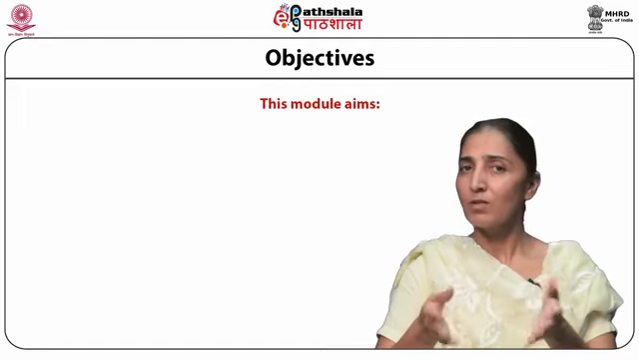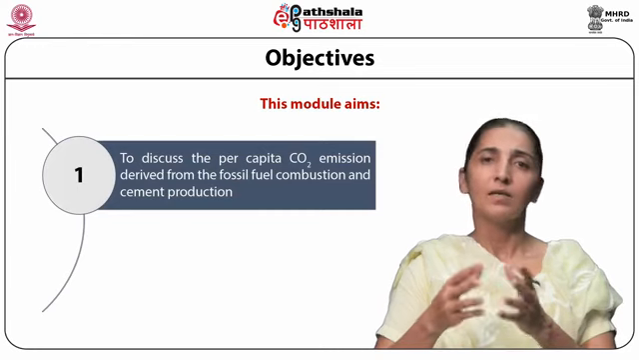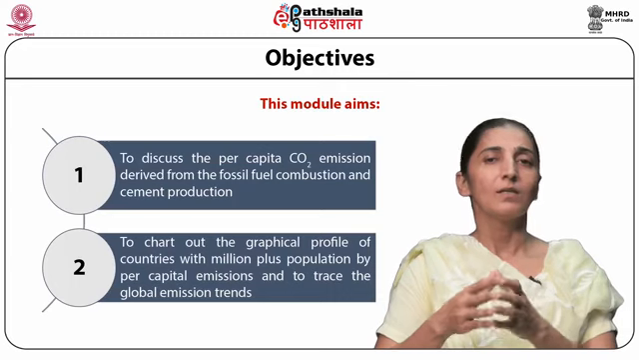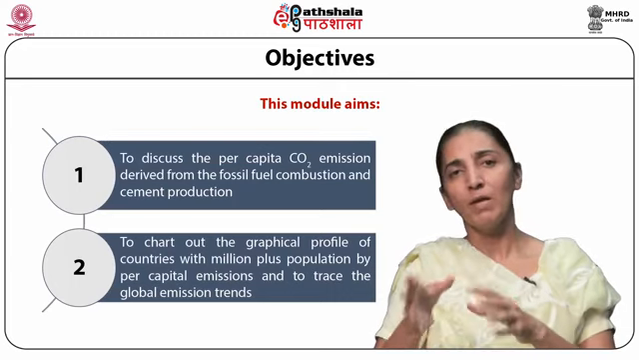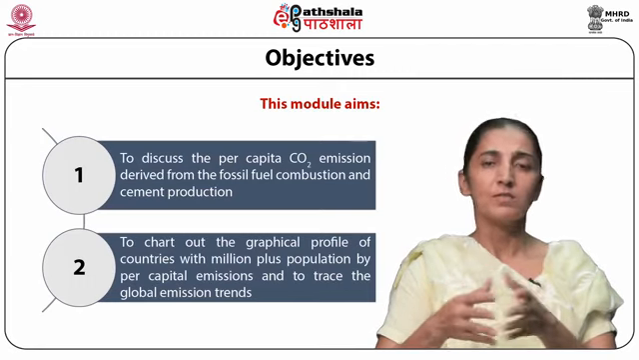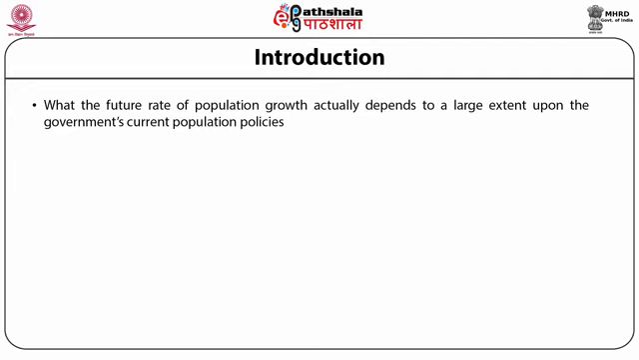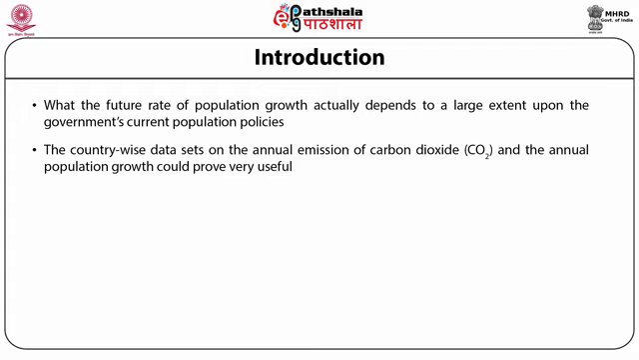So with this background, this module aims to discuss the per capita carbon dioxide emissions derived from fossil fuel combustion and cement production, to chart out the graphical profile of countries with million plus population by per capita emissions, and to trace the global emission trends. The future rate of population growth would depend to a large extent upon the government's current population policies. The country-wise data sets on annual emissions of carbon dioxide from the combustion of fossil fuels and the manufacture of cement, and the annual population growth, could prove very useful in terms of the strategy required to slow down the rate of human-induced climate change.